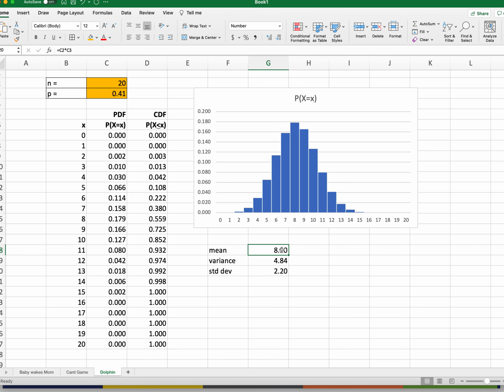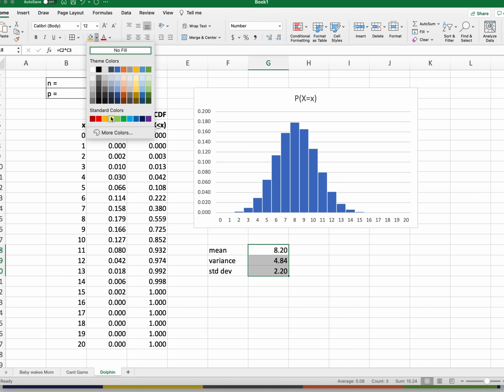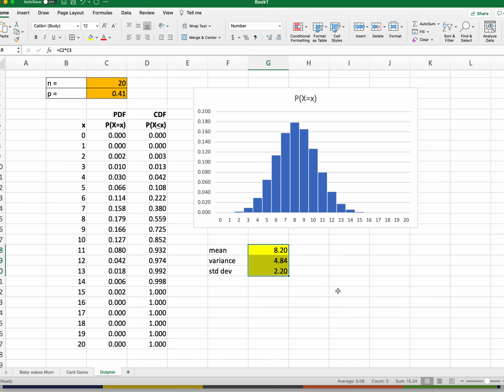So let's make this a calculated value. If we want, we can put that in yellow, because that is something that comes out. And we could put that in a box. I could put all this in a box if I want. And I can format this so that if I make it less than 20, it makes the things that don't count blank.